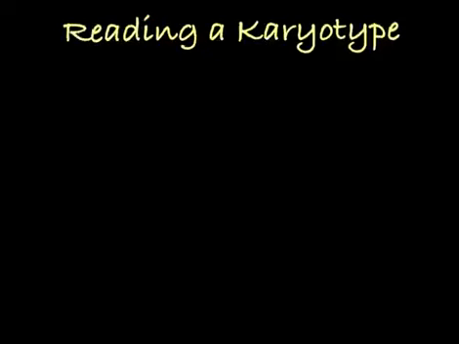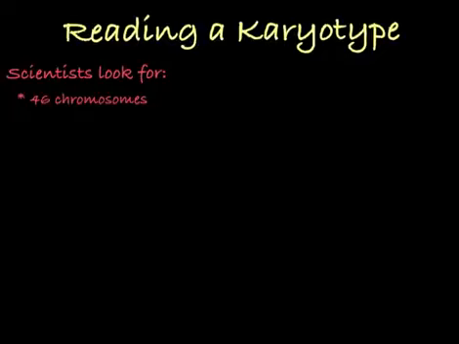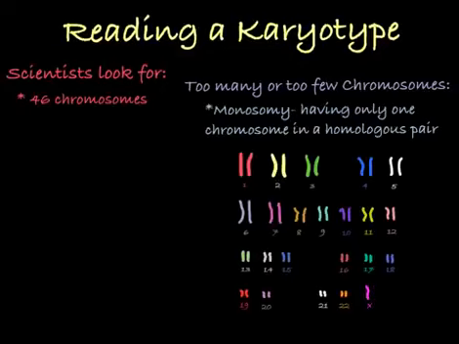So when scientists look at a karyotype, they are looking for specific things. First, they look to make sure there are 46 total chromosomes. Occasionally, due to mistakes in the production of eggs and sperm, a person will end up with too many or too few chromosomes, causing diseases that lead to issues in development and potentially death. For example, monosomy is a condition in which you only have 1 chromosome where you should have a homologous pair.